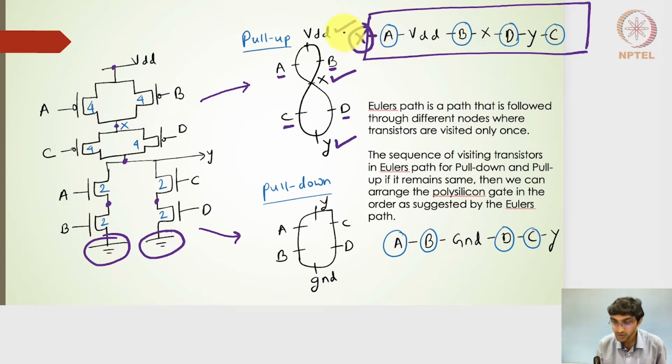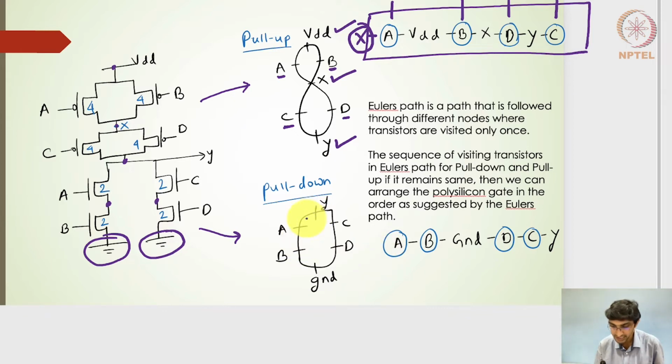So there could be multiple visits to the nodes, but the polysilicon gates should be visited only once. The nodes could be visited multiple times, but the polysilicon gates have to be visited only once. And similarly, on the pull down side, we will have one particular path, starting from Y to A to B, and then to ground, and then traversing back to D and C, back to Y, right? So here also I have the polysilicon gates in the order of A, B, D, C.